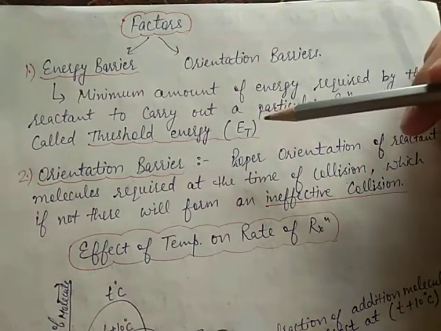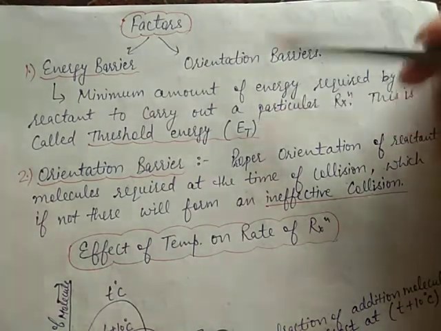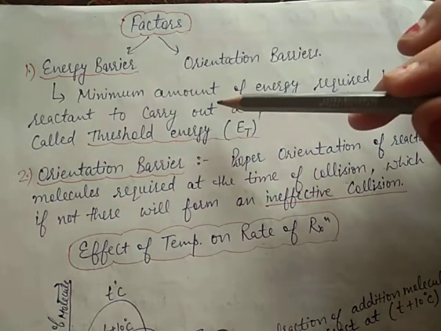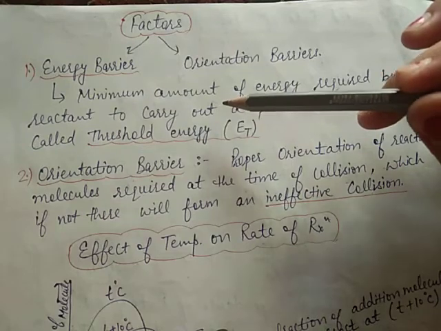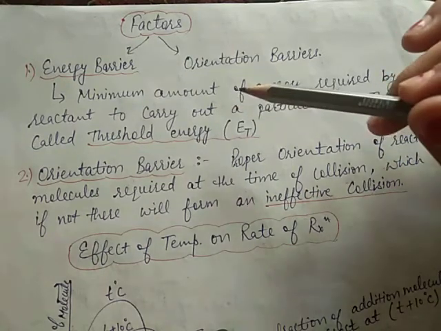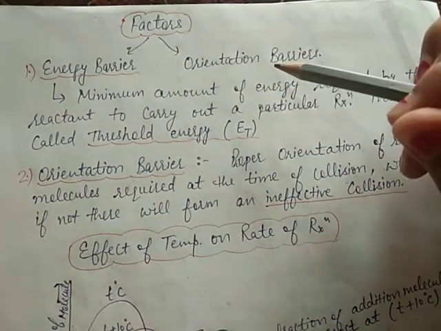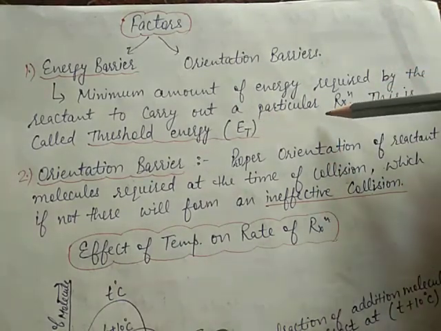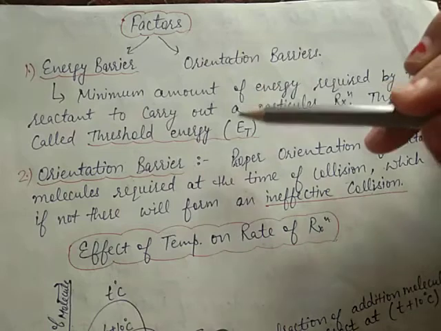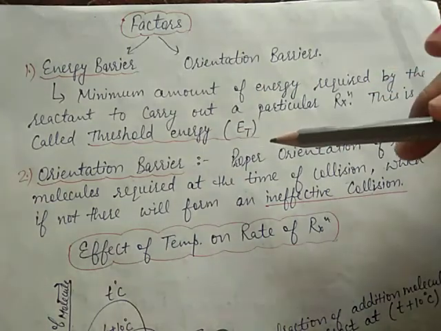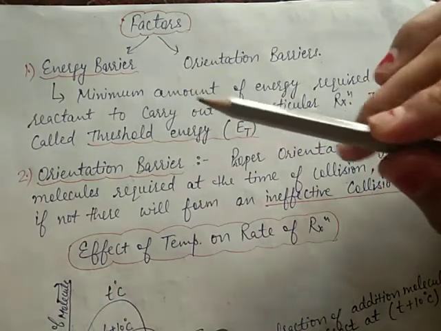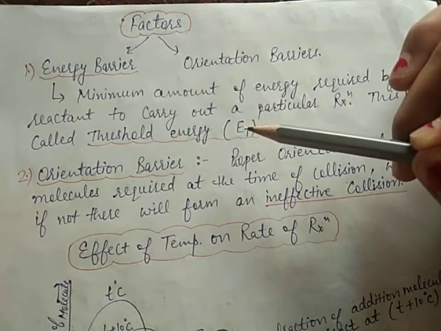So threshold energy is also defined as the minimum energy required by the reactants in order to undergo an effective collision, and after collision they change into products. So this minimum energy required by the reactant molecules to collide effectively is called threshold energy.